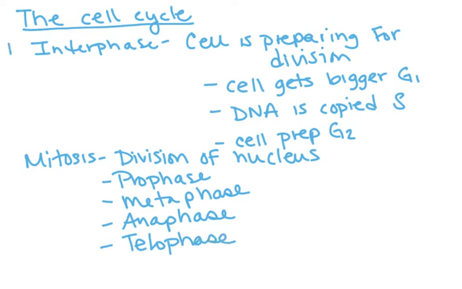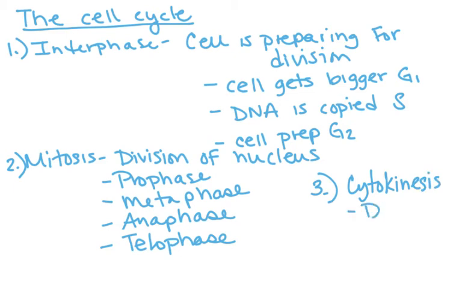So this is the first step of the cell cycle, the second part of the cell cycle, and then the third part of the cell cycle, I'm going to put this over here because I ran out of room, is cytokinesis. And cytokinesis is division of the cytoplasm. And then it starts all over again. So this whole thing is a cycle. It's just continuous, goes through interphase, goes through mitosis, goes through cytokinesis, and then it starts over again.